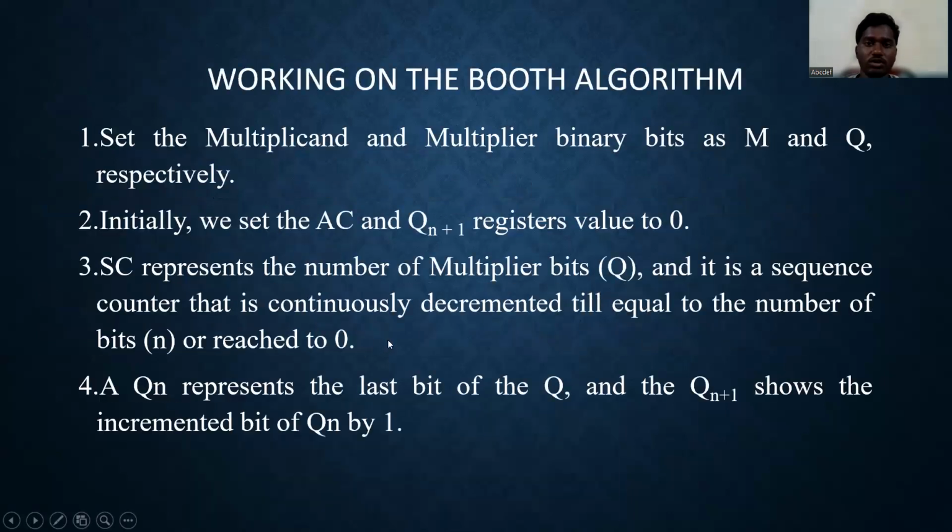This is the working principle of the Booth algorithm. Set the multiplicand and multiplier binary bits as M and Q respectively. Initially, we set the AC and Qn plus 1 register values to 0. SC represents the sequence counter, which is continuously decremented until the number of bits reaches 0. Qn represents the last bit of Q, and Qn plus 1 shows the incremented bit of Qn by 1.